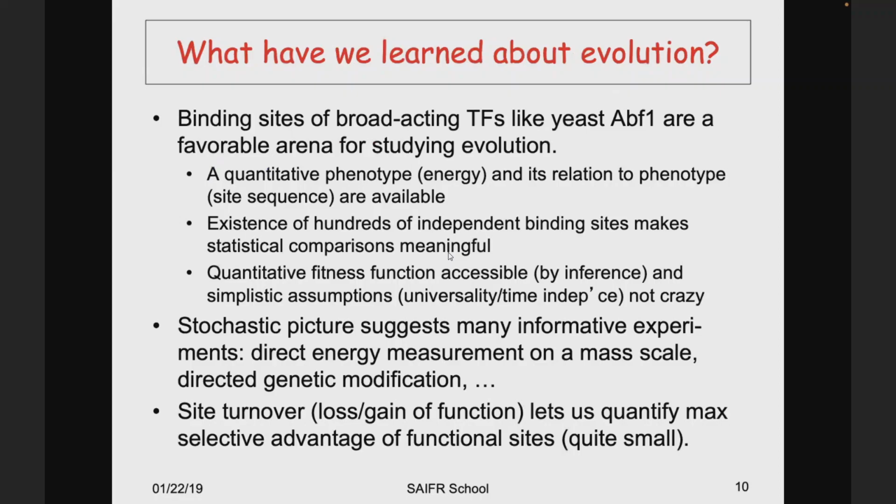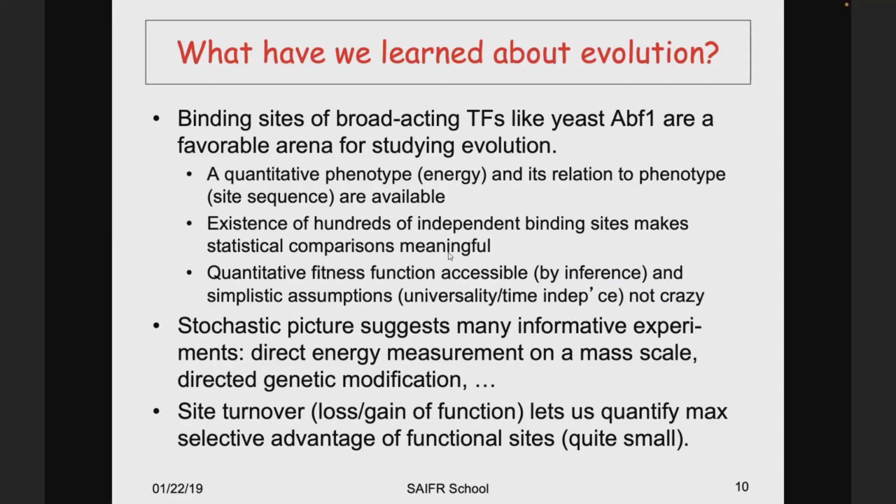Also, one of the things we can do is there is site turnover. There's loss or gain of function. And we can use that to quantify where we want to put our cutoff. When the energy due to a mutation changes by a lot, at some point it's changed by so much that it would be reasonable to imagine that the functionality of that site has been lost, okay? And you can actually identify loss of function events here.